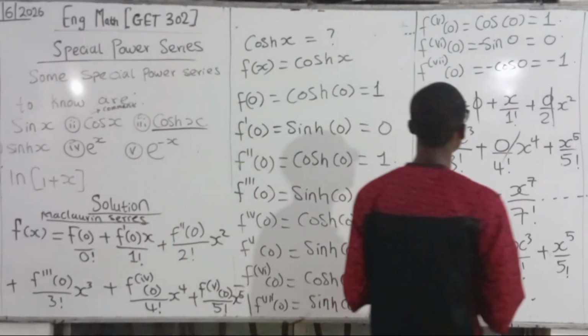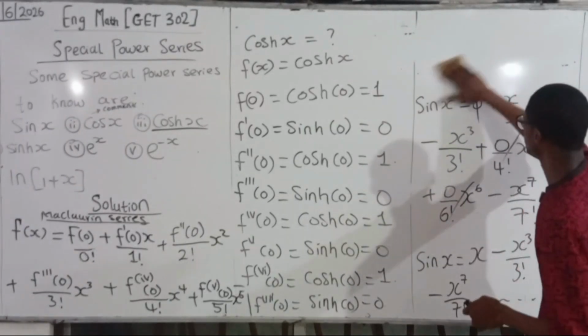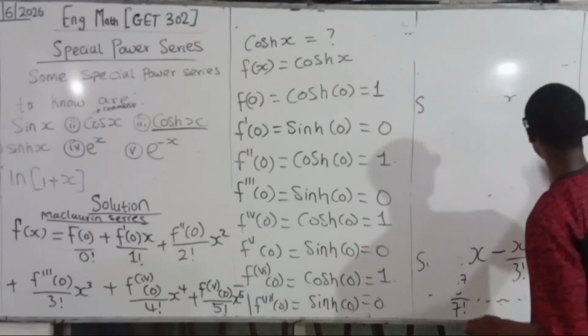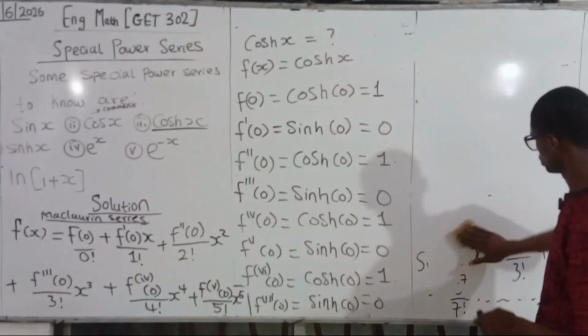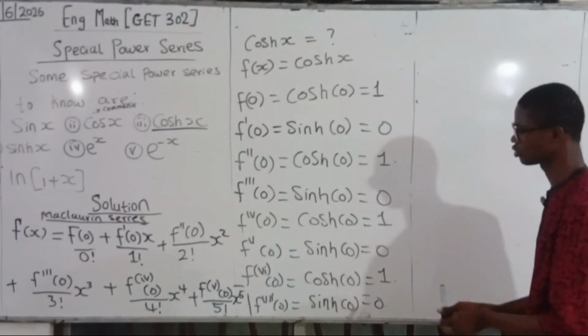So you discover that what will happen will be similar to this one. The only thing that will happen is that for cosh, all the even-numbered terms are what will be left, but the odd-numbered ones will be eliminated. Let's see how it works.